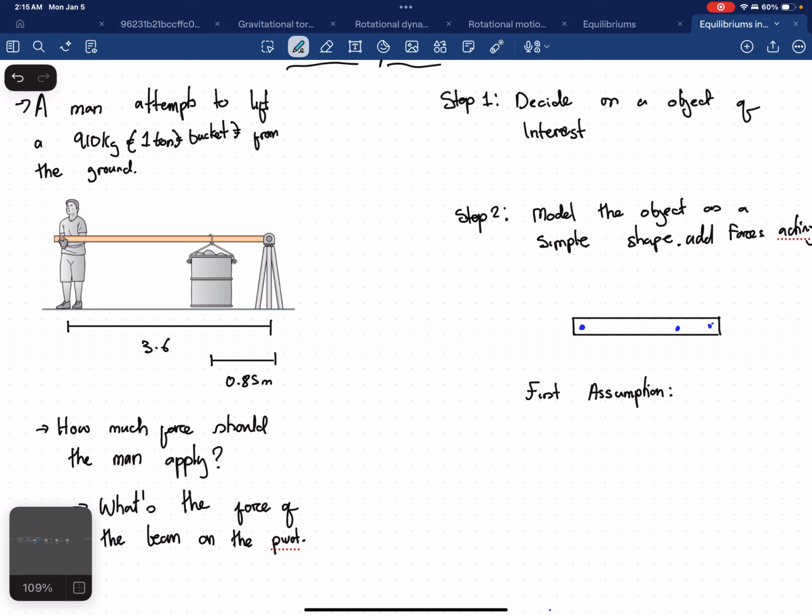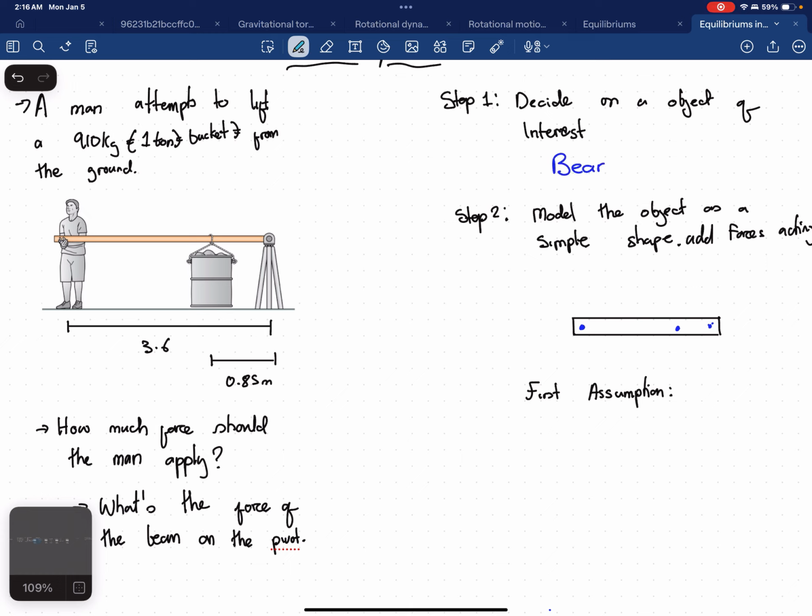So this is a basic static equilibrium problem, because when he lifts the bucket, I can imagine previously the bucket was just a little bit down at some theta. Then he lifted the bucket and put it in a straight line, and now it's not moving. So at this snapshot, it is a static equilibrium problem. Our first step is to decide our object of interest in trying to figure out how much force the man should apply. It's a pretty long problem, but we first have to figure out our object of interest. In this case, it's going to be the beam.